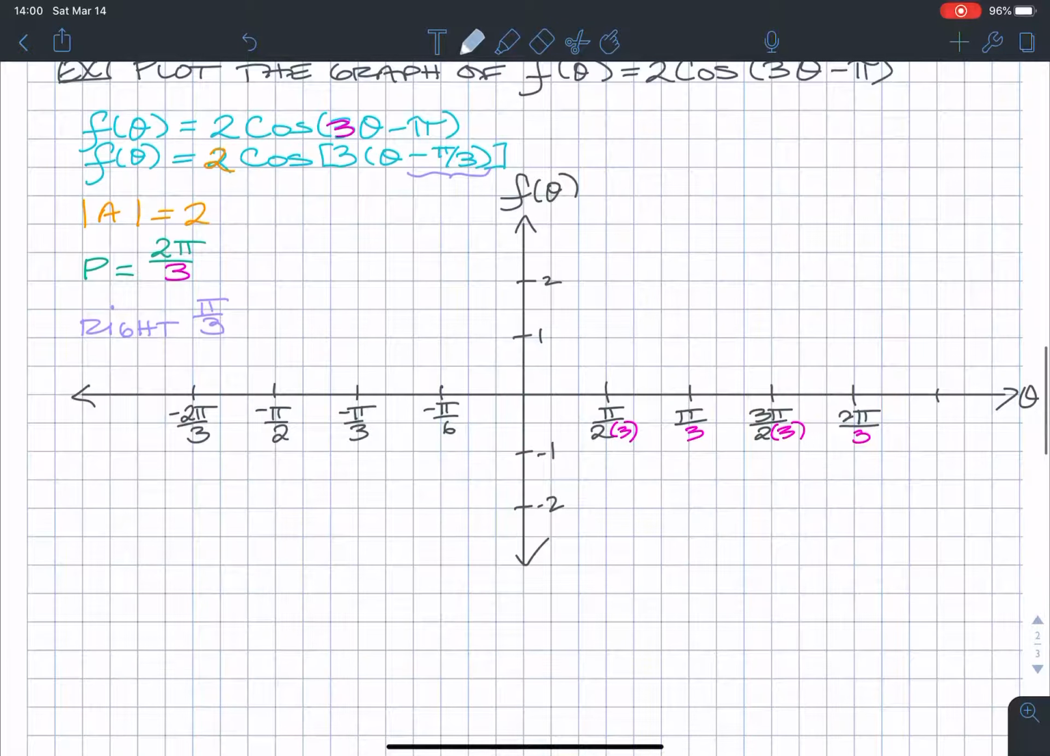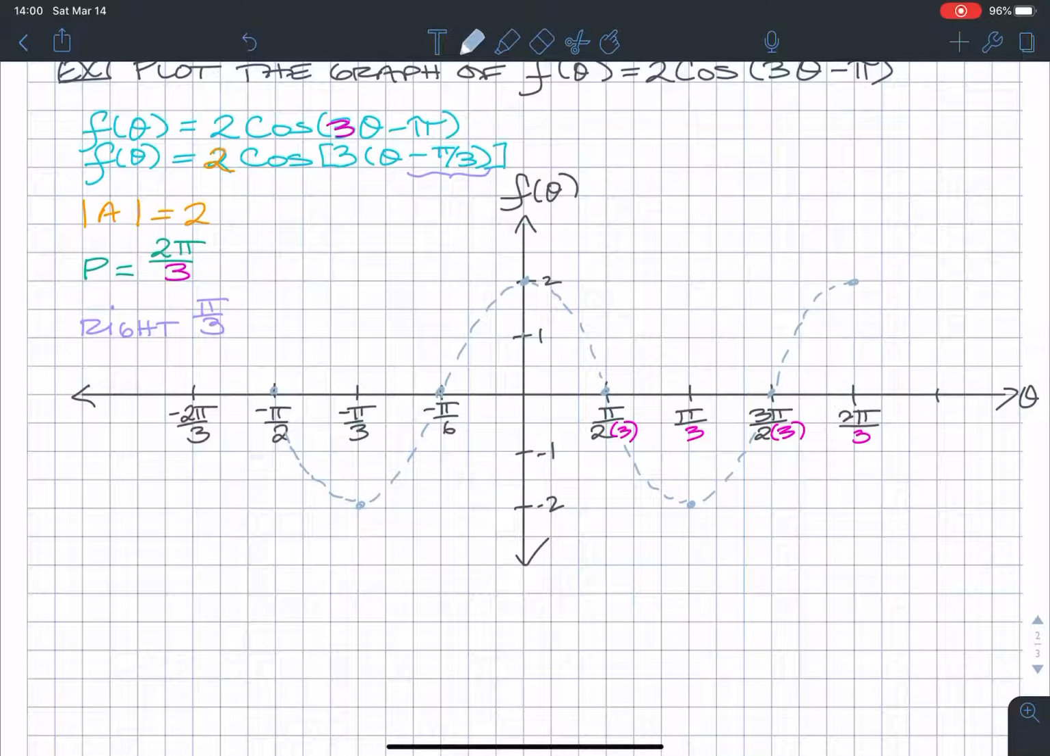If I were to plot cosine normally, prior to the horizontal translation, it would start at amplitude 2, go down to 0 on either side, go to negative amplitude, back to 0 on either side. Remember, it's symmetric with respect to the y-axis. It's a mirror image. So prior to horizontal translation, the graph of 2 cosine of 3 theta would look like so.